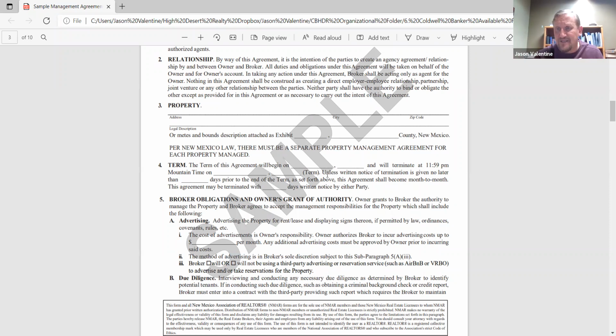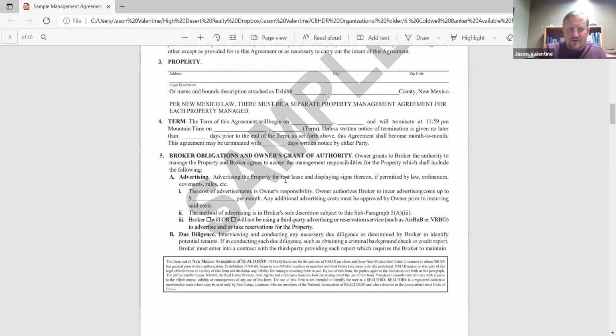Same thing goes for tenants. Usually they're on a 30-day term. And so just be aware that you can't make a change in between the term or while you're in the middle of a term.